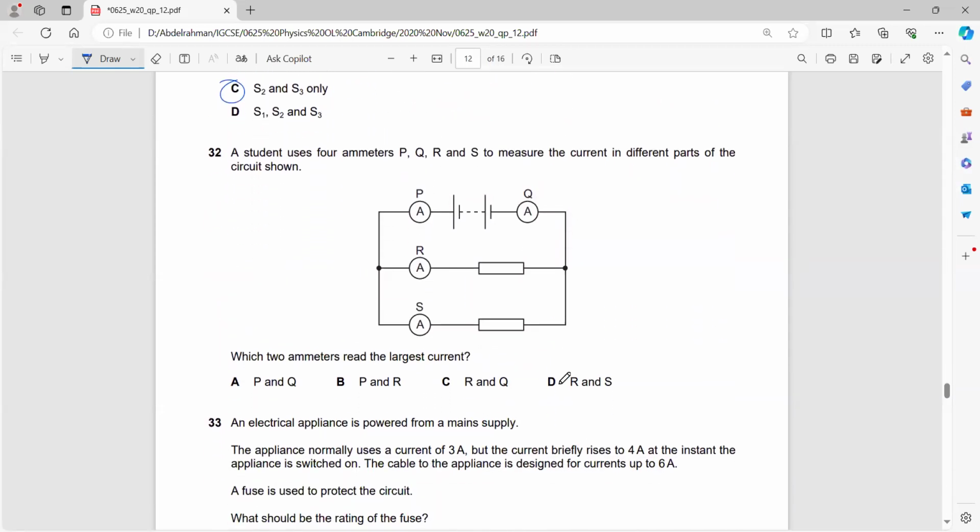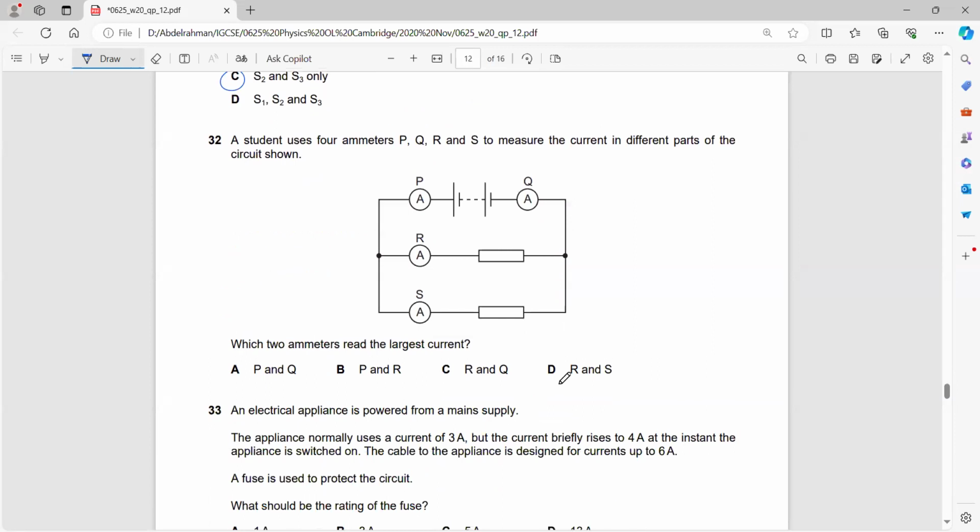Okay. The circuit uses 4 ammeters. Which 2 ammeters read the largest current? This is quite easy. P and Q. Why P and Q? Because they're the closest to the battery. Whenever you have an ammeter which is connected directly to the battery, it would have the largest current. P and Q.